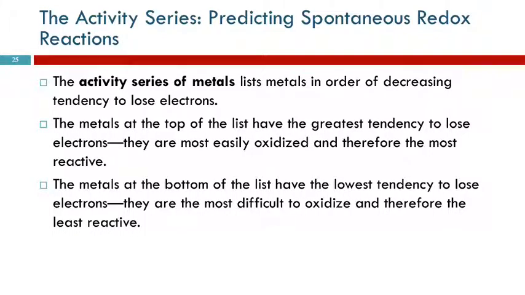Okay, activity series. The activity series of metals lists the metals in order of decreasing tendency to lose electrons. So the ones at the top of the list are the most likely to lose electrons. They are the most easily oxidized. That makes them the most reactive. The ones at the bottom have the least tendency to lose electrons. They are the least reactive.